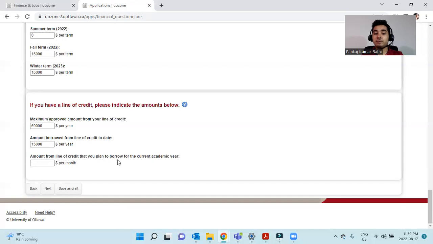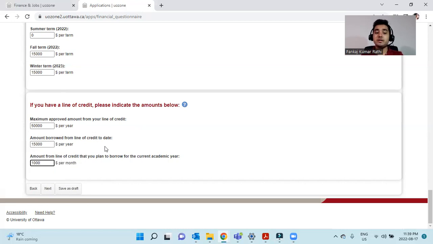Amount from line of credit that you plan to borrow for the current academic year. Now per month, if you're planning to take some amount, for example, for rent or for other purposes, the international banks also provide us loans, right? The loan that we took from our home country, we can also take for our monthly expenses. So if you are taking any line of credit per month, do mention that. For example, you can mention $1,000 per month for your other expenses from the bank. This is just a small idea. Again, it depends on whether you are actually taking that amount from the bank. If you're not, mention it as 0 per month for your monthly expenses.